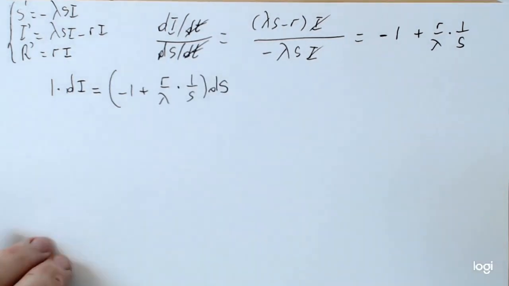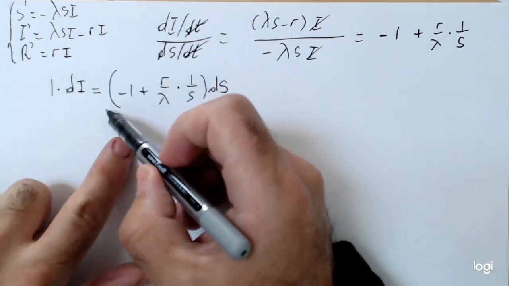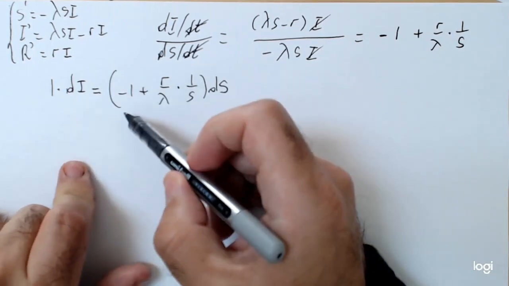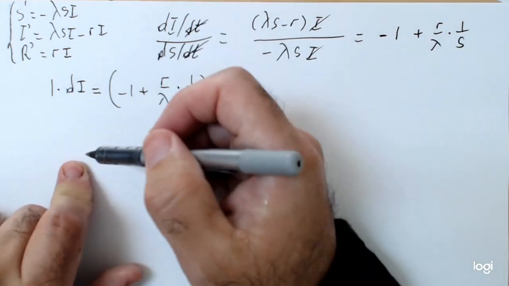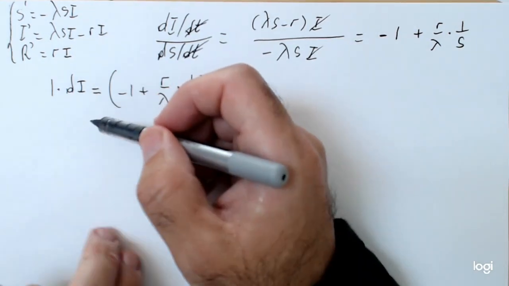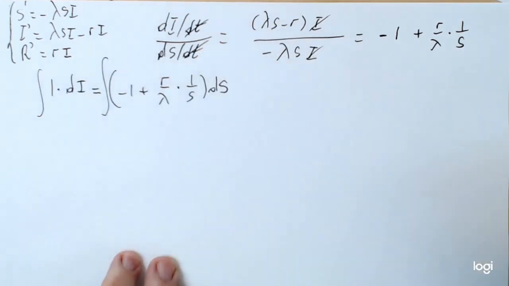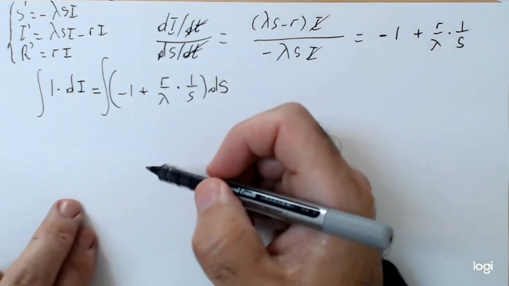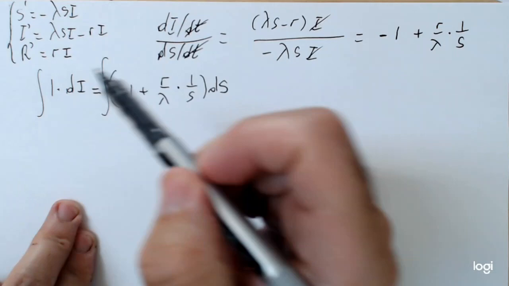Even if you didn't go through the separation of variables, it's easy to follow from this point on because the method consists in integrating both sides. So if you have the equality of two differentials, that means the two original functions differ by a constant. So you can integrate both sides, on the left side with respect to I, on the right side with respect to S.